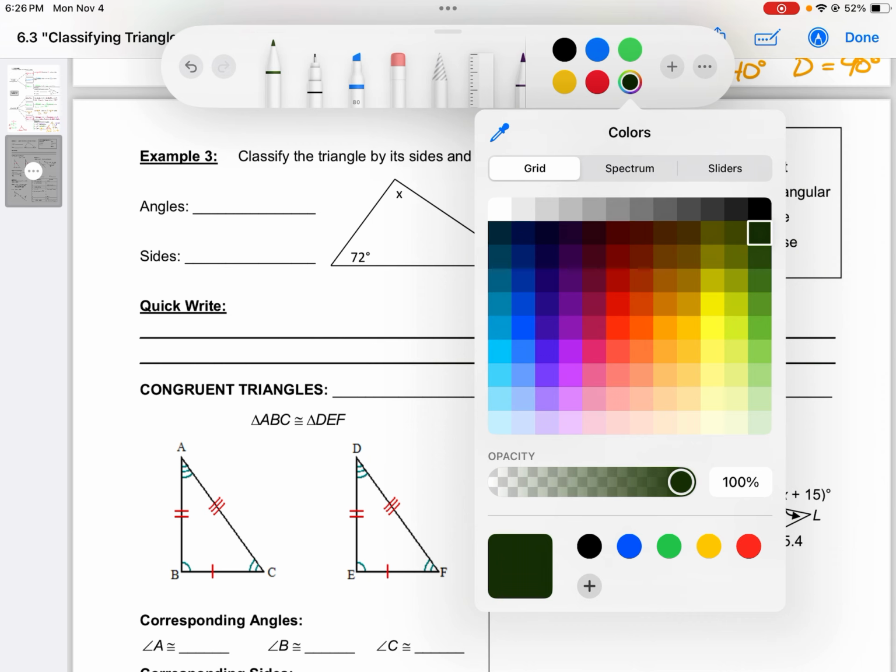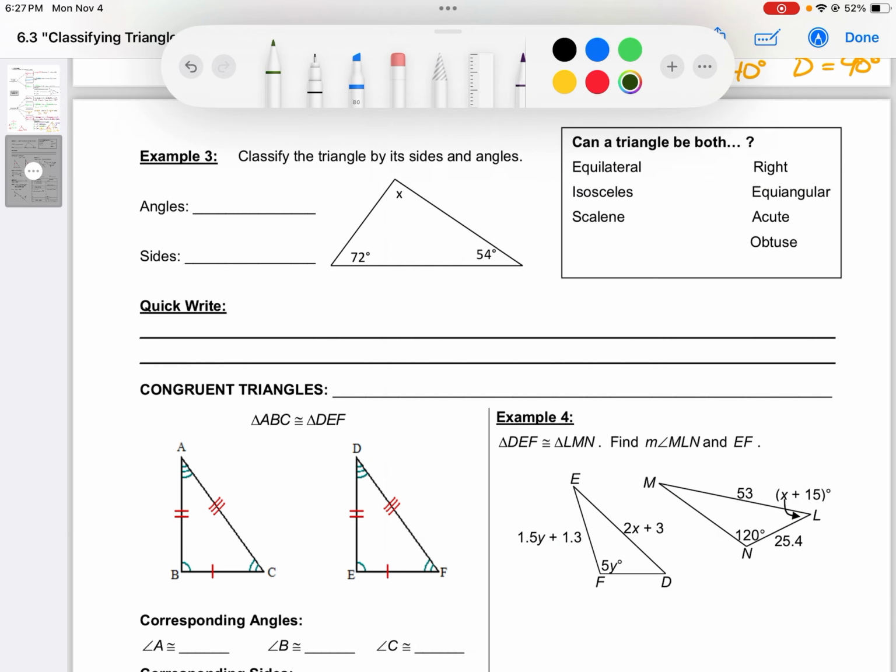Moving to example 3, it says classify the triangle by its angles and by its sides. By its angles and by its sides. So we're going to do both. Well, if we look at this triangle, let's start with the angles, because we already have two of them, and so we can quickly find the third one.